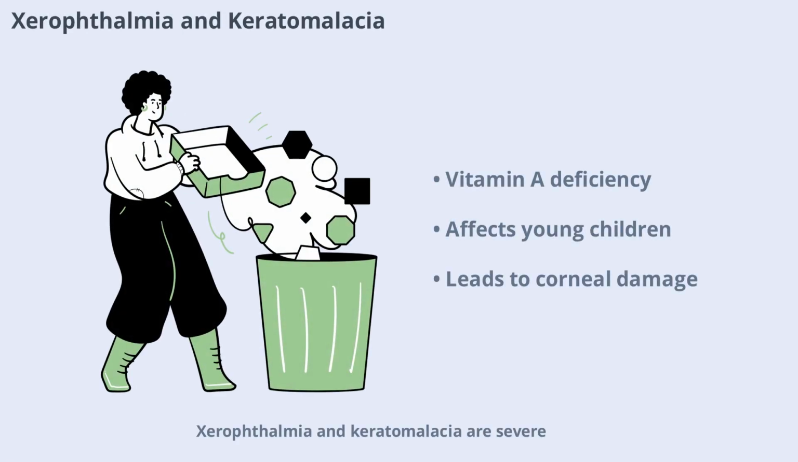Xerophthalmia and keratomalacia are severe consequences of vitamin A deficiency, leading to atrophy and keratinization of the conjunctival and corneal epithelium. These conditions are most common in young, malnourished children, especially those from low socioeconomic backgrounds or with chronic illnesses. Early intervention is critical to prevent irreversible damage and vision loss.